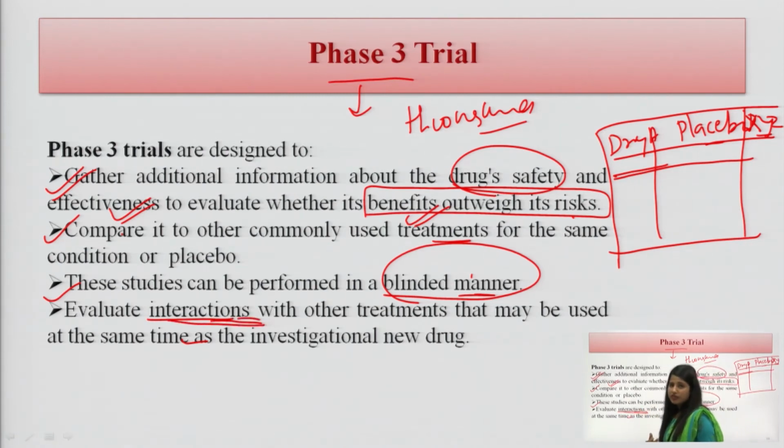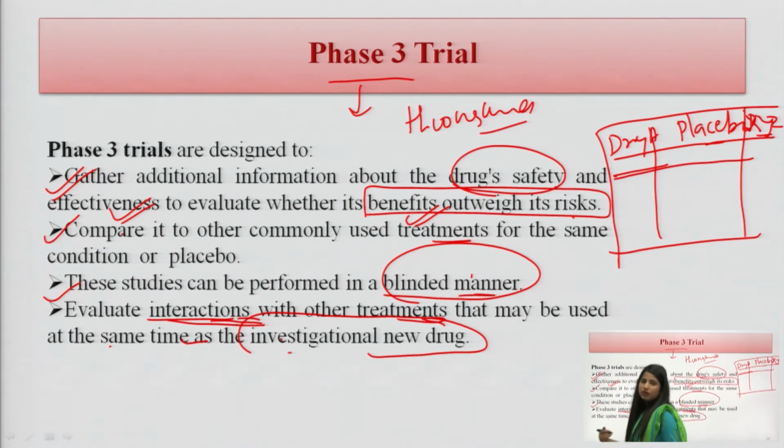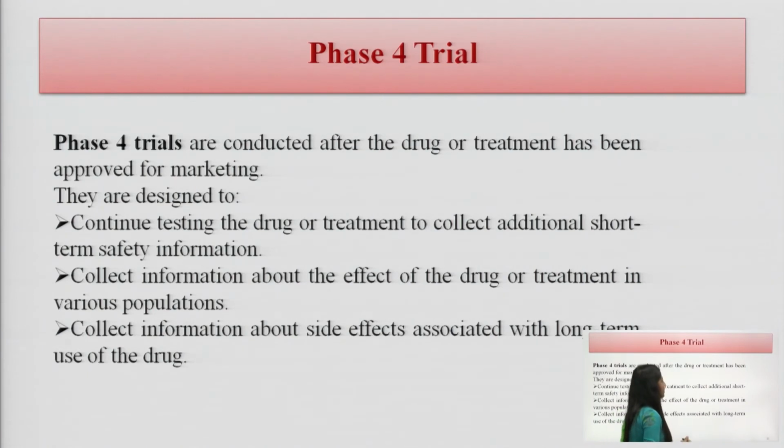If we are taking comorbid patients, with polypharmacy, the patient has undergone many drugs. So, at that time, interactions could happen. And we'll evaluate the interactions with other treatments that may be used at the same time as the investigational new drug is given. So all this information will be gathered from the phase 3 trials only. As the number of patients is more, the information will be better in this trial. After the phase 3 trial, if the drug being tested has benefits that outweigh its risk, then it will move on to the phase 4 trial.